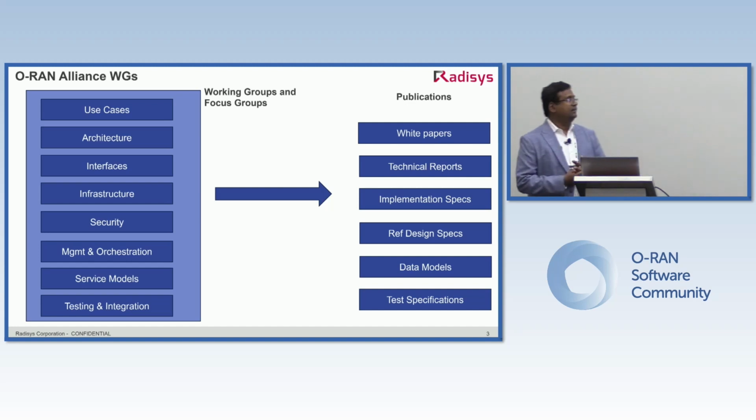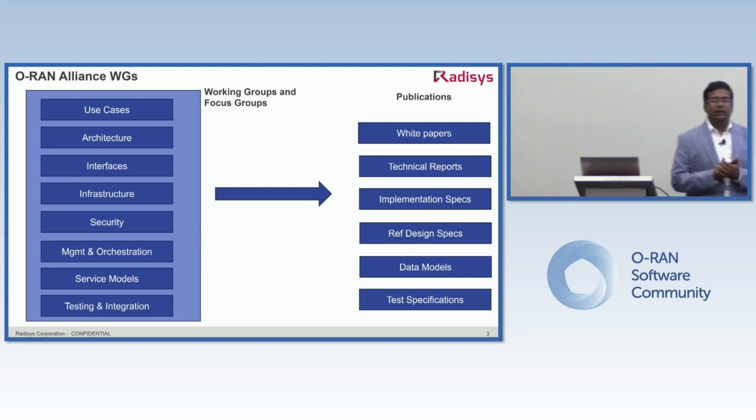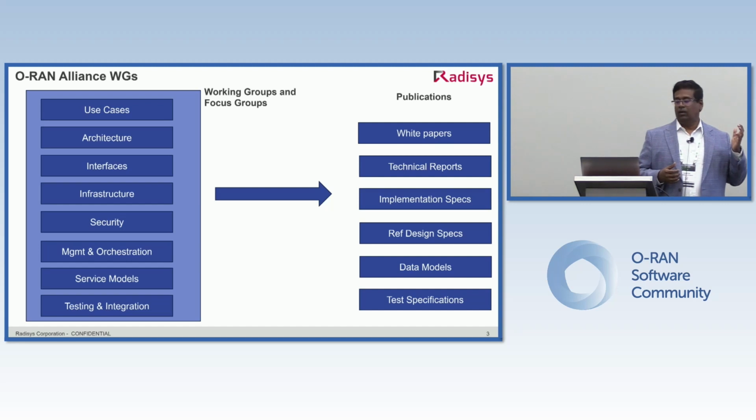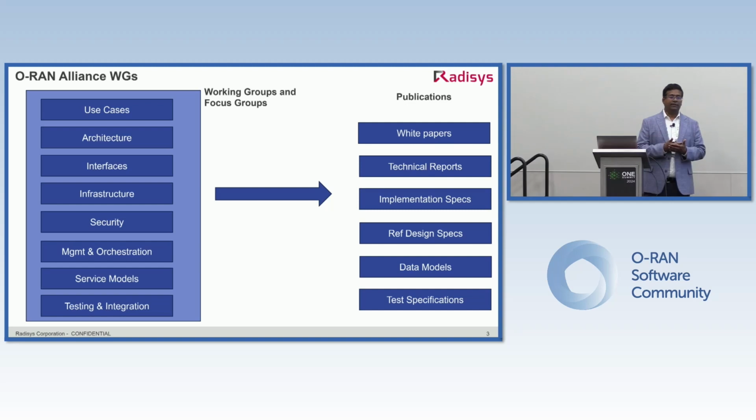So this is the view of how ORAN is organized as various working groups and focus groups. If you look at it, there is a whole lot of detail that ORAN gets into, right? Not just the theoretical aspects, but the actual use cases, architectural aspects, implementation details, how you manage the network, and so on. So it's use cases, interfaces, architecture, all the infrastructure elements, security, and a whole lot of focus on management, orchestration and the service models, and of course, testing and integration.